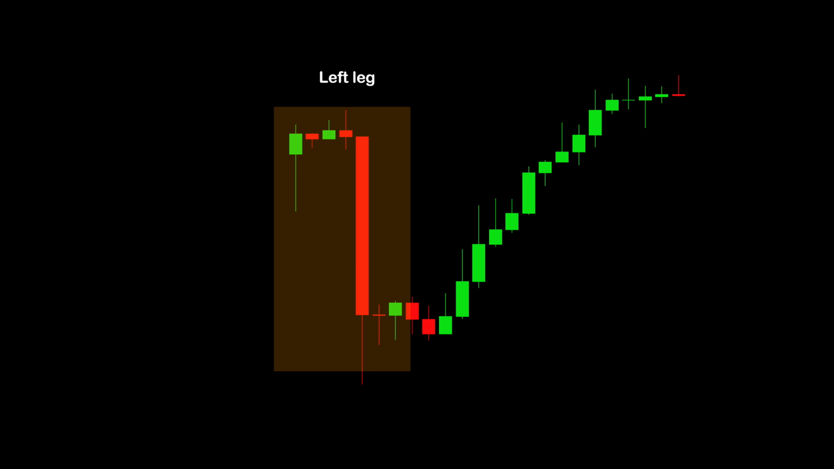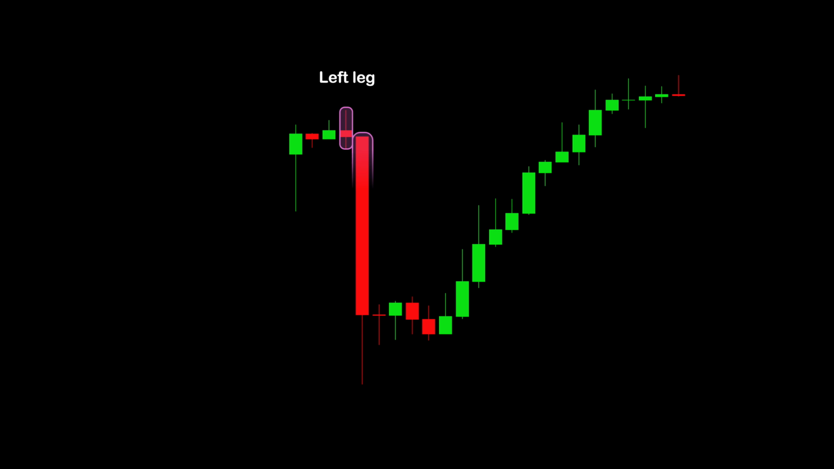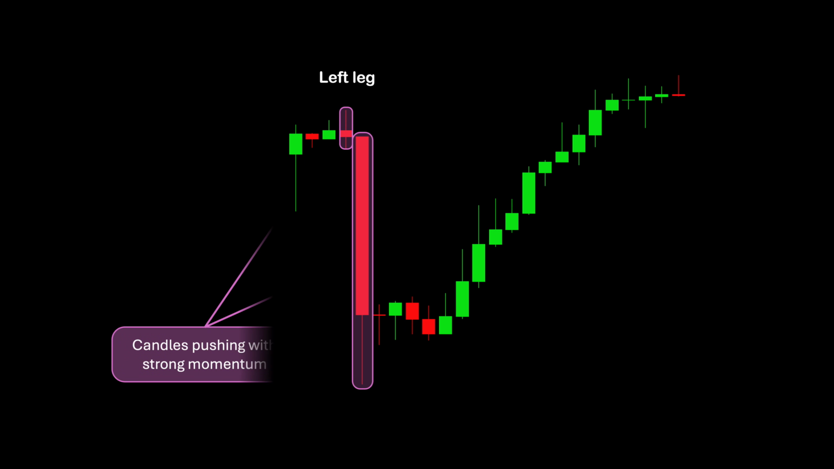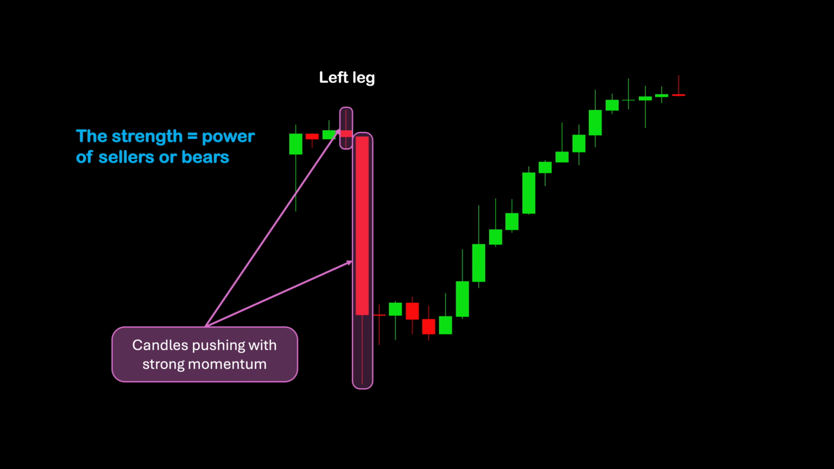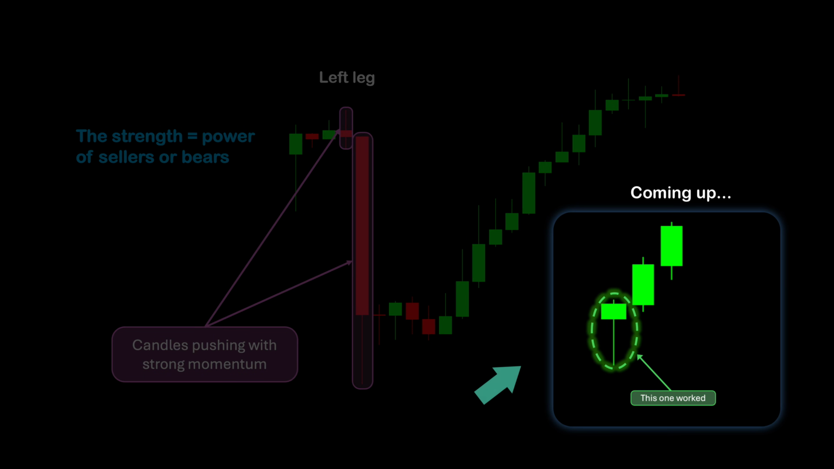So if you pay attention in this leg, you will notice that the candles were going down with strong momentum, and the strength signals the power of the sellers or bears. You will see how this becomes powerful when I break down the example that worked.